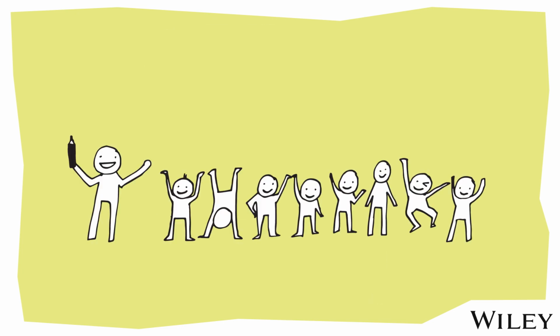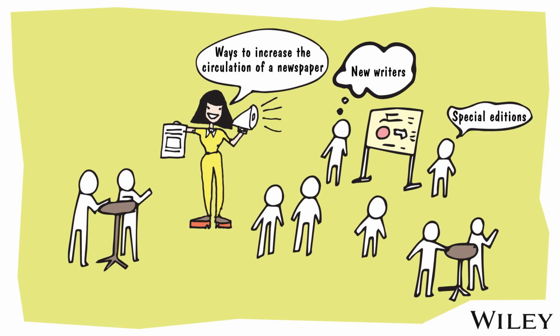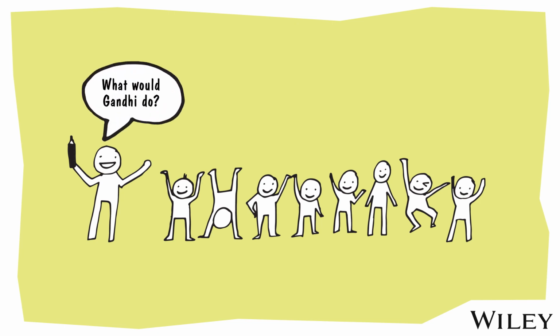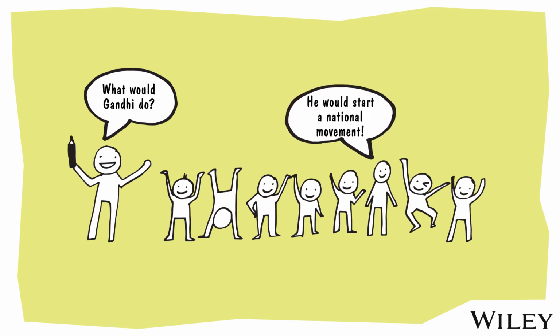For instance, during a brainstorming session looking for ways to increase the circulation of a newspaper, the participants were stuck on traditional publishing industry solutions, such as new writers, special editions, and better graphics. When the facilitator asked them how Mahatma Gandhi would solve the problem, one person shouted out, "He would start a national movement." Soon afterward, the company launched a series of public service initiatives that drew national attention to their paper.